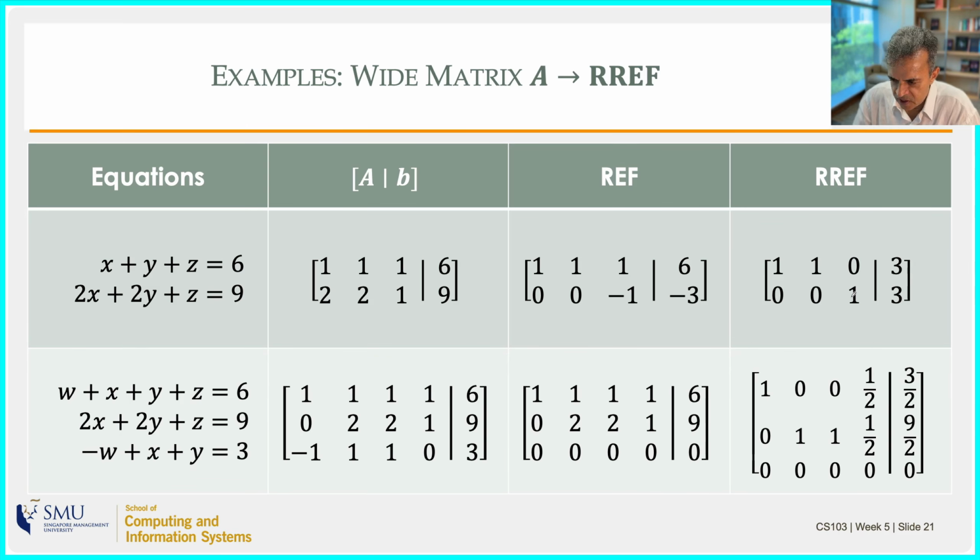And if you want to see a rank deficient wide matrix, I have widened it by adding one more variable and added one more equation. So I have W, X, Y, and Z, W plus X plus Y plus Z equal to 6 and so on. And after doing the Gaussian elimination, you will see that there is a 0 row, 0 equal to 0 in this case. And then you have a bunch of free variables. There's only one pivot here in the second row, and of course the first row has a pivot, and then these two guys are free variable columns.